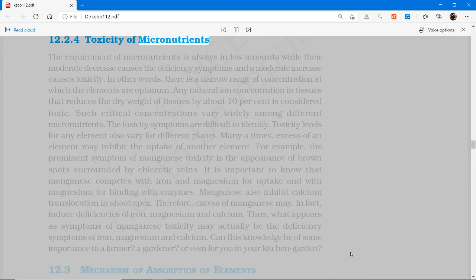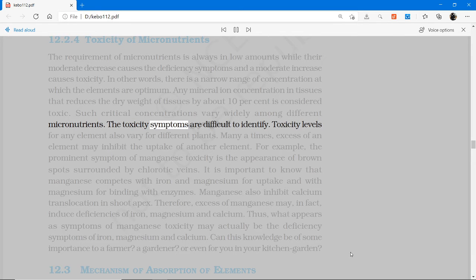12.2.4 Toxicity of micronutrients. The requirement of micronutrients is always in low amounts while their moderate decrease causes the deficiency symptoms and a moderate increase causes toxicity. In other words, there is a narrow range of concentration at which the elements are optimum. Any mineral ion concentration in tissues that reduces the dry weight of tissues by about 10% is considered toxic. Such critical concentrations vary widely among different micronutrients.